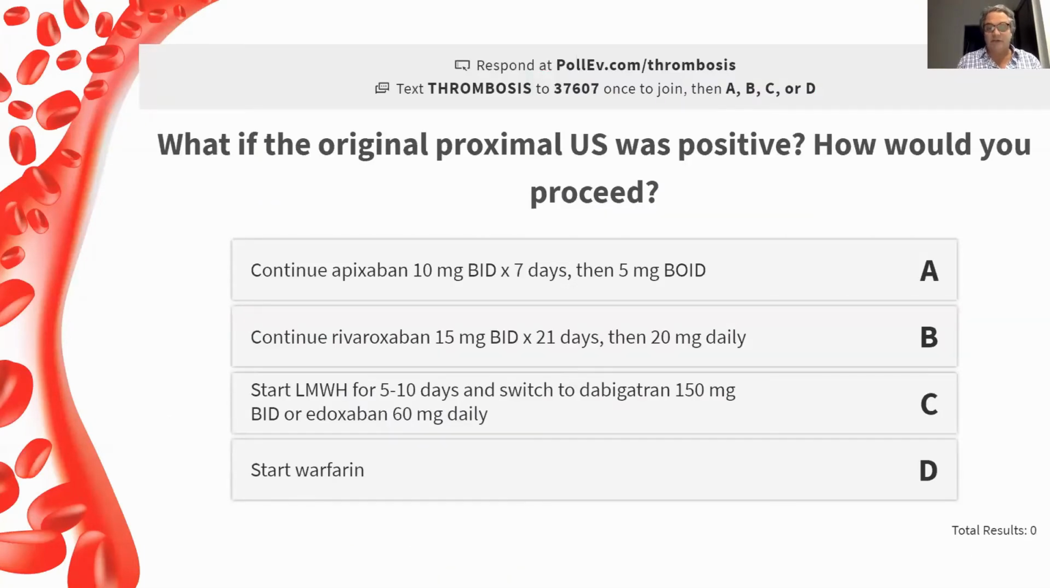Okay, what if the original proximal ultrasound was positive? How would you proceed? Would you continue her apixaban or rivaroxaban? Would you now start her on low molecular weight heparin, or would you start her on warfarin?